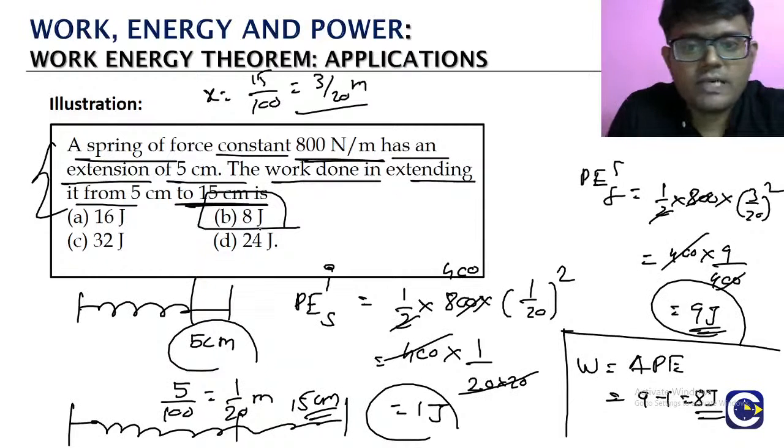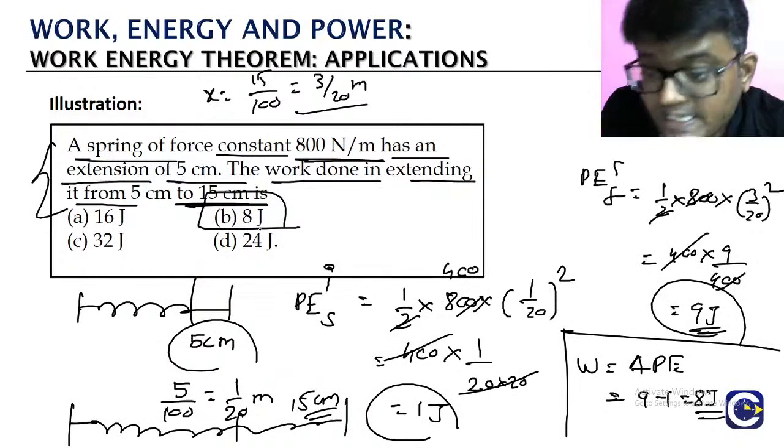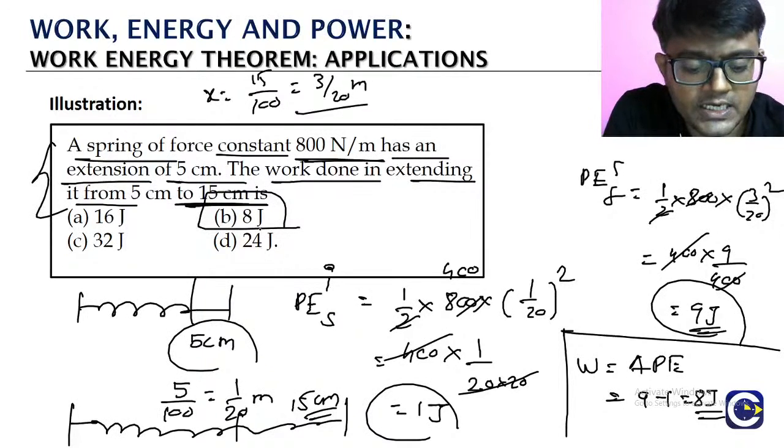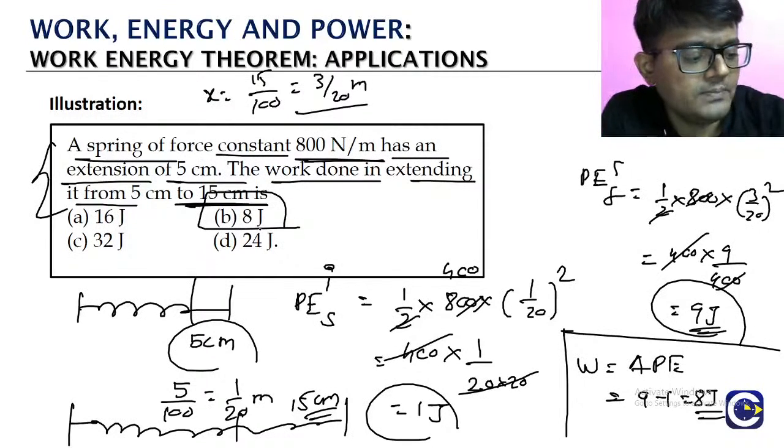The work done in extending the spring from the initial state of 5 centimeter extension to 15 centimeter, right? What is the work done in this case? 8 joules it will come.